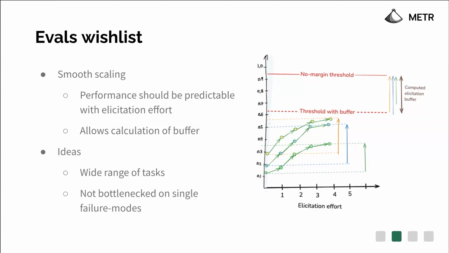Also, we'd want a wide range of tasks, not bottlenecked on single failure modes. If there are certain types of tasks that models are failing at because of specific failure modes, and then labs improve them over the course of a few months, you will suddenly have a very big jump in performance on your benchmark. So you don't really want that, and one way to avoid it is to try to get very diverse tasks, so you're not really having a single failure mode.